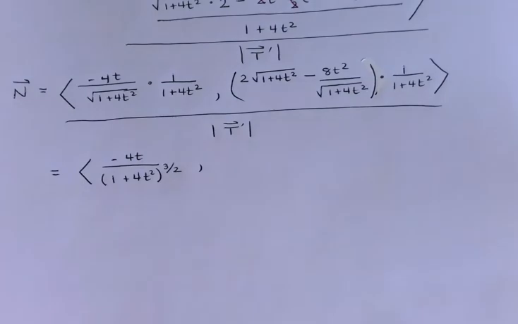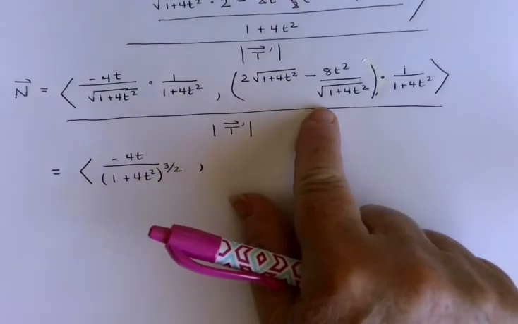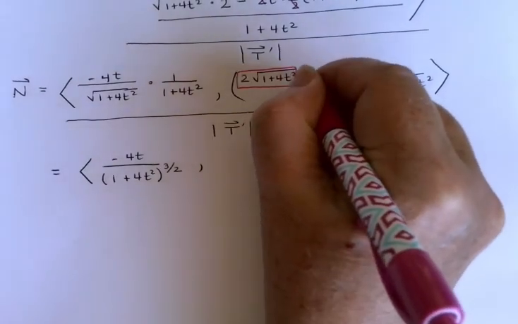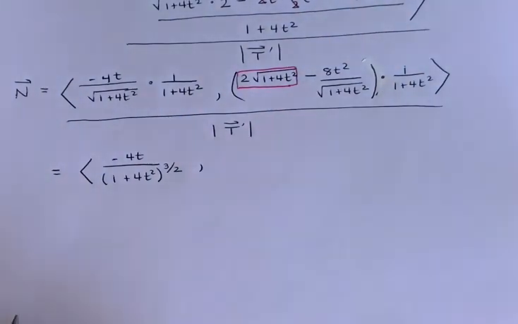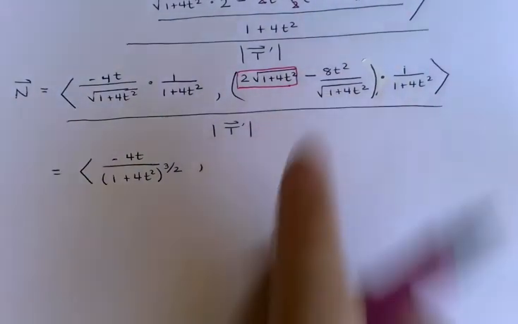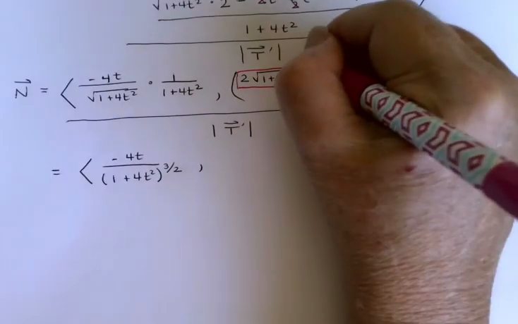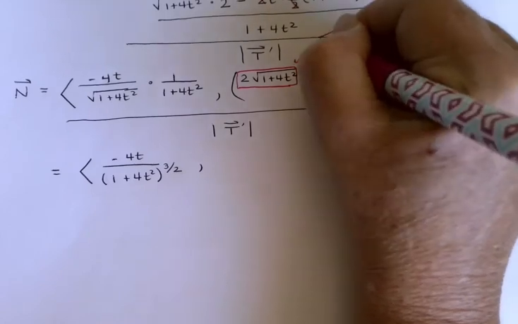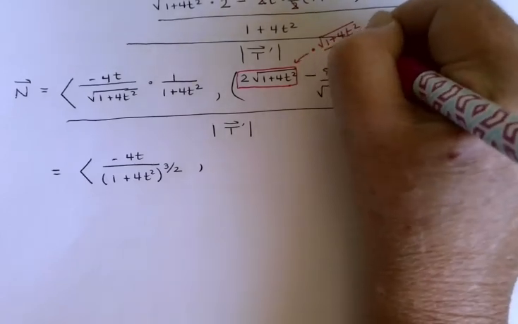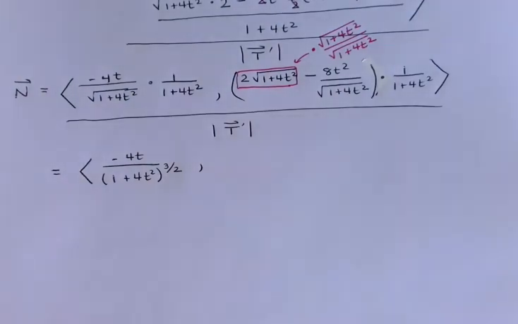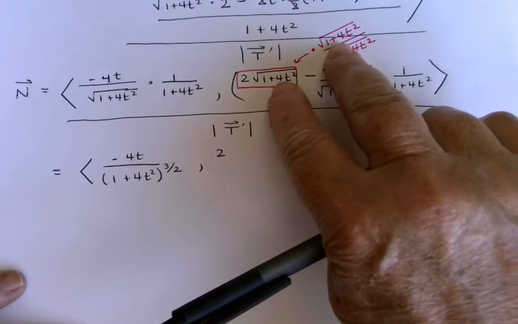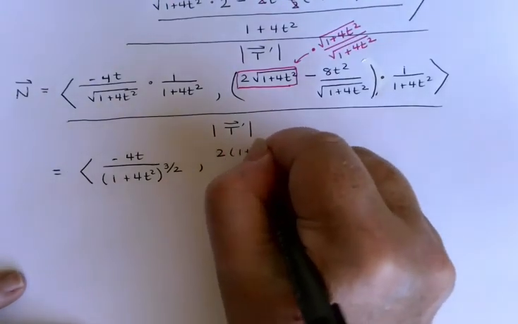And over here, I think things would go a lot better if I could get a common denominator. So I'm going to go ahead and say, let's multiply just this term right here by the square root of 1 plus 4t squared over itself. So I get a common denominator with that one. And I'm just going to write that in right here. When I do that, I'll keep this 2. And then multiplying those radicals together, I just get 1 plus 4t squared.